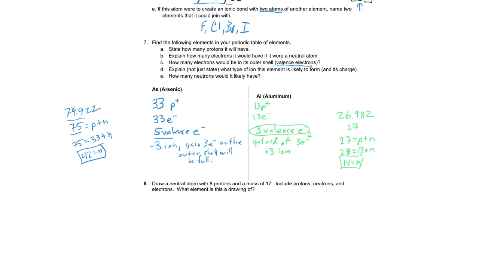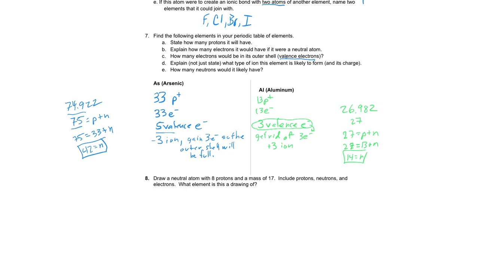Number 8 asks us to draw a neutral atom with 8 protons and a mass of 17. All right, so 8 protons, so I need 8 protons in the middle. 1, 2, 3, 4, 5, 6, 7, 8. And it has a mass of 17. So if I subtract off the 8 protons, I get 9. So that means it must have 9 neutrons. So I'm going to add in 1, 2, 3, 4, 5, 6, 7, 8, 9 neutrons. So there's my atom. I've got 8 protons, I've got 9 neutrons, and now I need electrons.